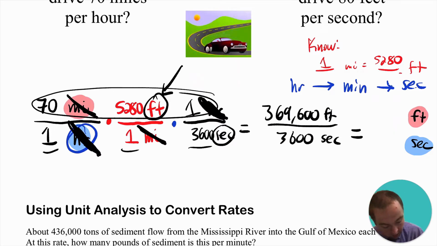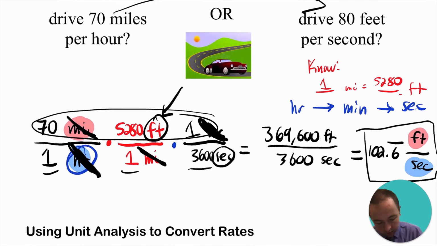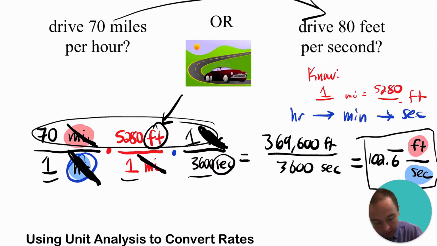So our final answer, it's got 102 point, and then it's 6 repeating, so I'll write it exactly like that. That would be the number of feet per second for, I guess what we started with was 70 miles per hour.